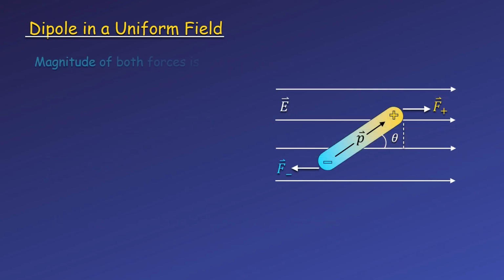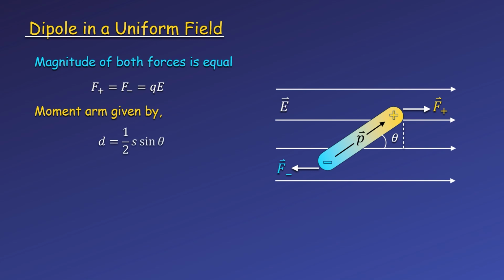Now let's find the magnitude of this torque on the dipole. We can write the torque as the force times the moment arm, or perpendicular distance from the force to the axis of rotation. The dipole will rotate about its center, and the distance between the poles we'll call S, as we did in a previous video. This means the perpendicular distance from one of the forces to the center of the dipole is half of S times sine of theta, since the perpendicular distance is the opposite side of this right triangle.